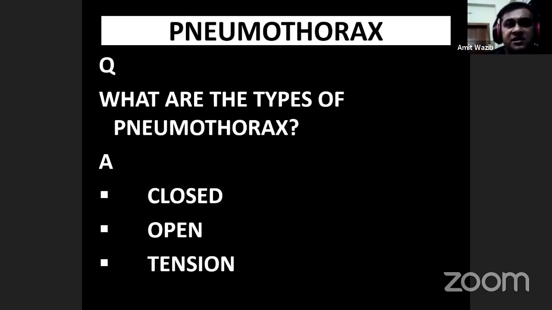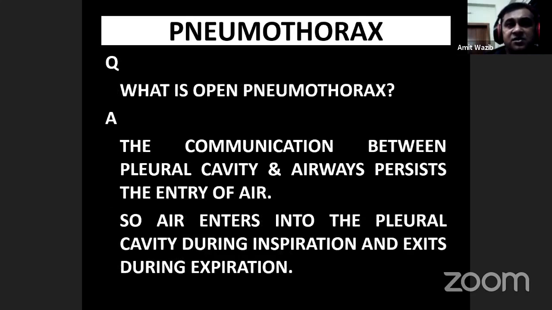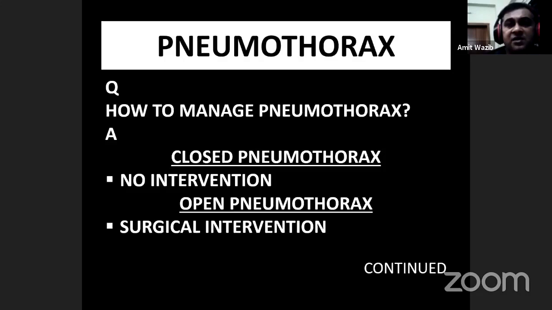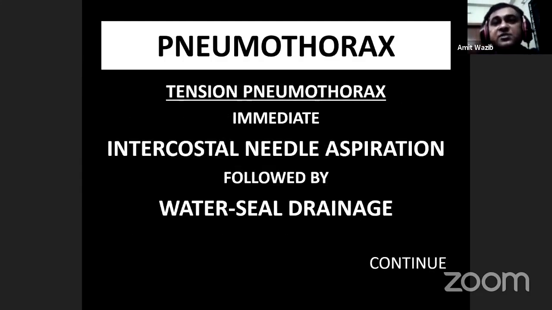So we have already discussed the types. So now, how will you treat our case? In fact, in tension pneumothorax, the treatment is emergency needle aspiration. You have to insert a needle in the upper part of the chest, and so some air will get out and reduce the pressure within the pleural cavity. And it should be followed by water seal drainage. So the management of tension pneumothorax is immediate intercostal needle aspiration followed by underwater seal drainage.